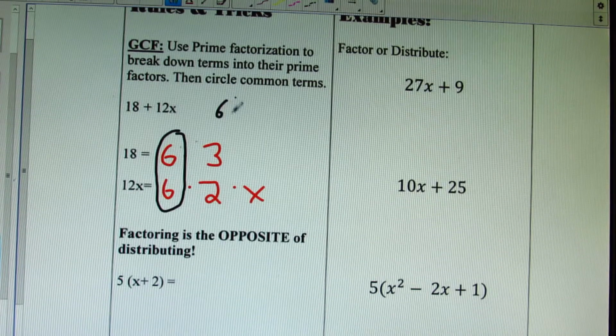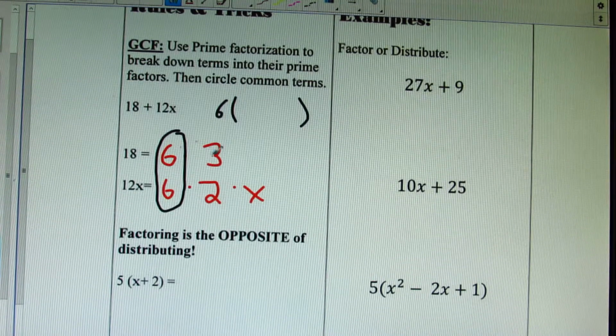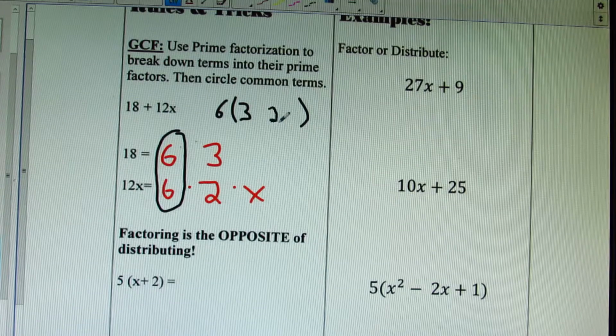6 goes outside of a set of parentheses. What's left over on the left side will be 3. What's left over on the right side is 2x. And my final answer will have the same operation as my original problem. 6 times 3 plus 2x.